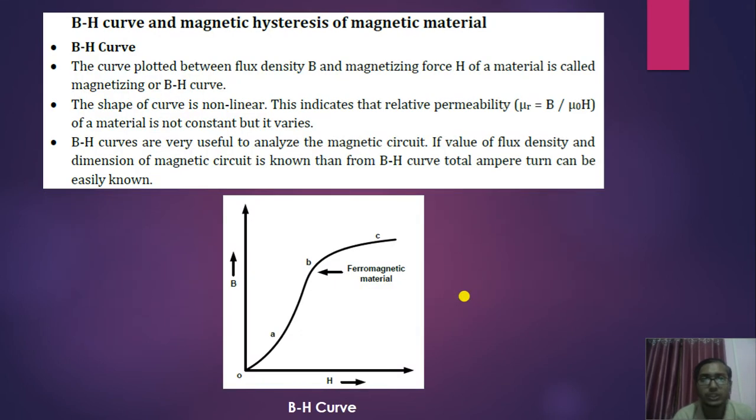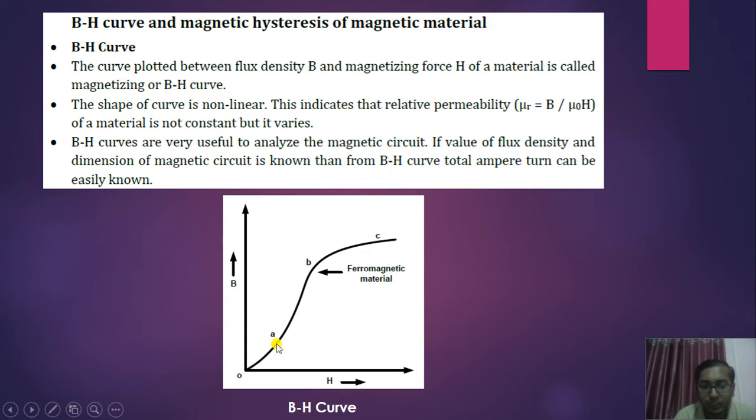Now we have the BH curve and magnetic hysteresis of magnetic materials. Basically the BH curve is plotted between flux density B, whose unit is Tesla, and the magnetizing force H of a material. This is known as the BH curve, or we can call it the magnetizing curve. The shape of the curve is non-linear. You can see from here the shape of this magnetic curve is non-linear.